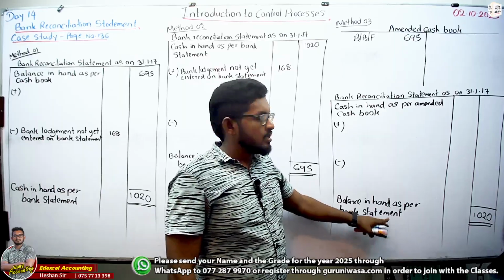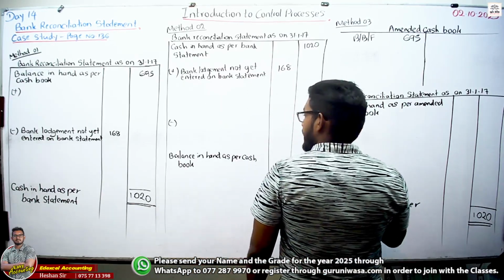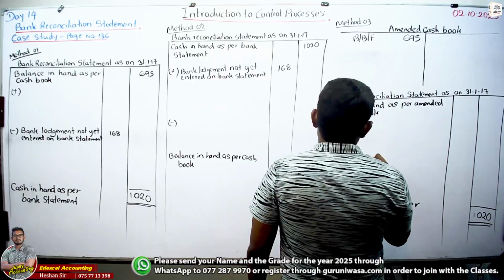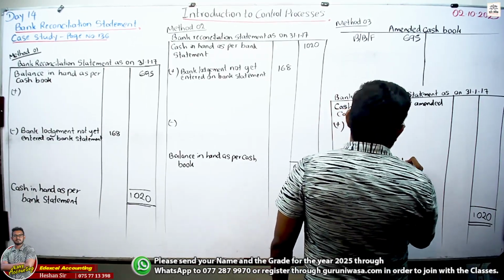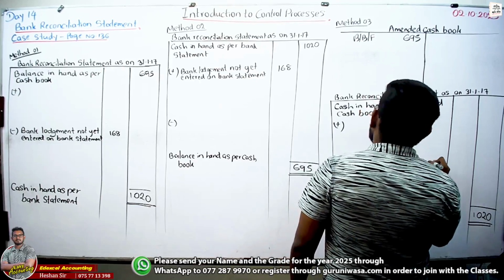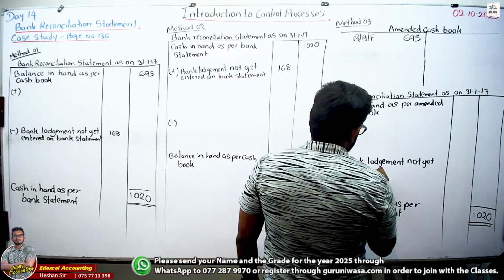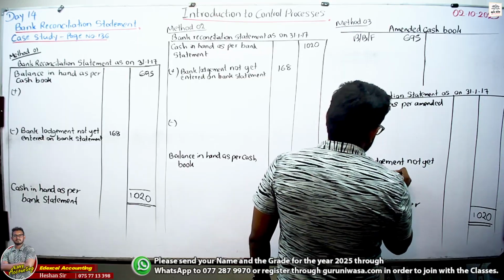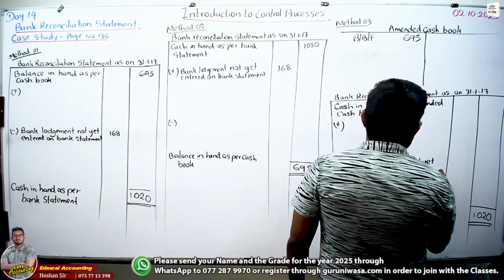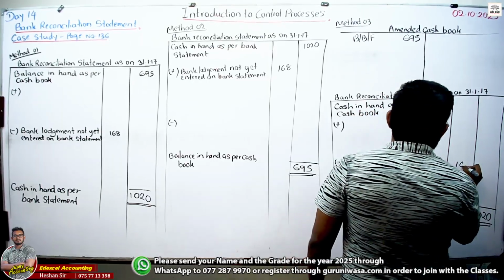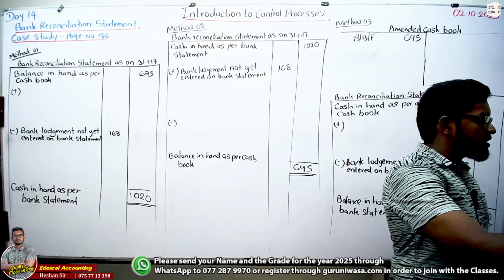190. So from 100, we deduct bank lodgement not yet entered on bank statement. 160. Right? Let's go to the next one.